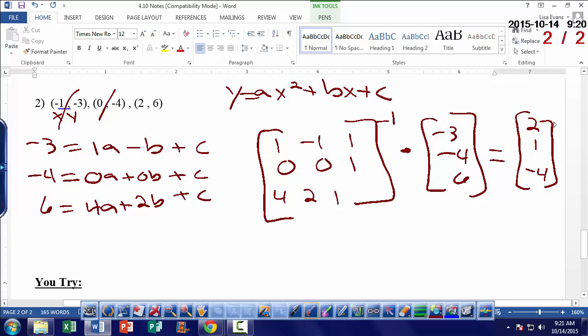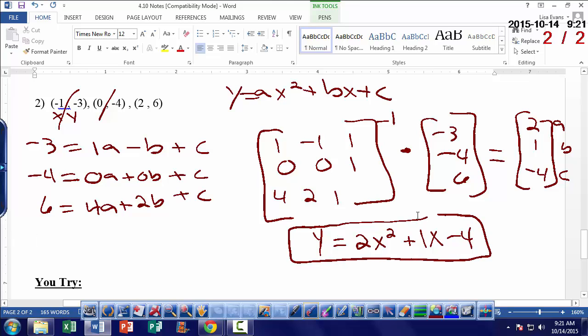So what did I find? I found a, b, and c. Plug them back in. So y equals 2x squared plus 1x minus 4. And you don't need to have the 1x there because 1 times x is just x. But this is your final answer.